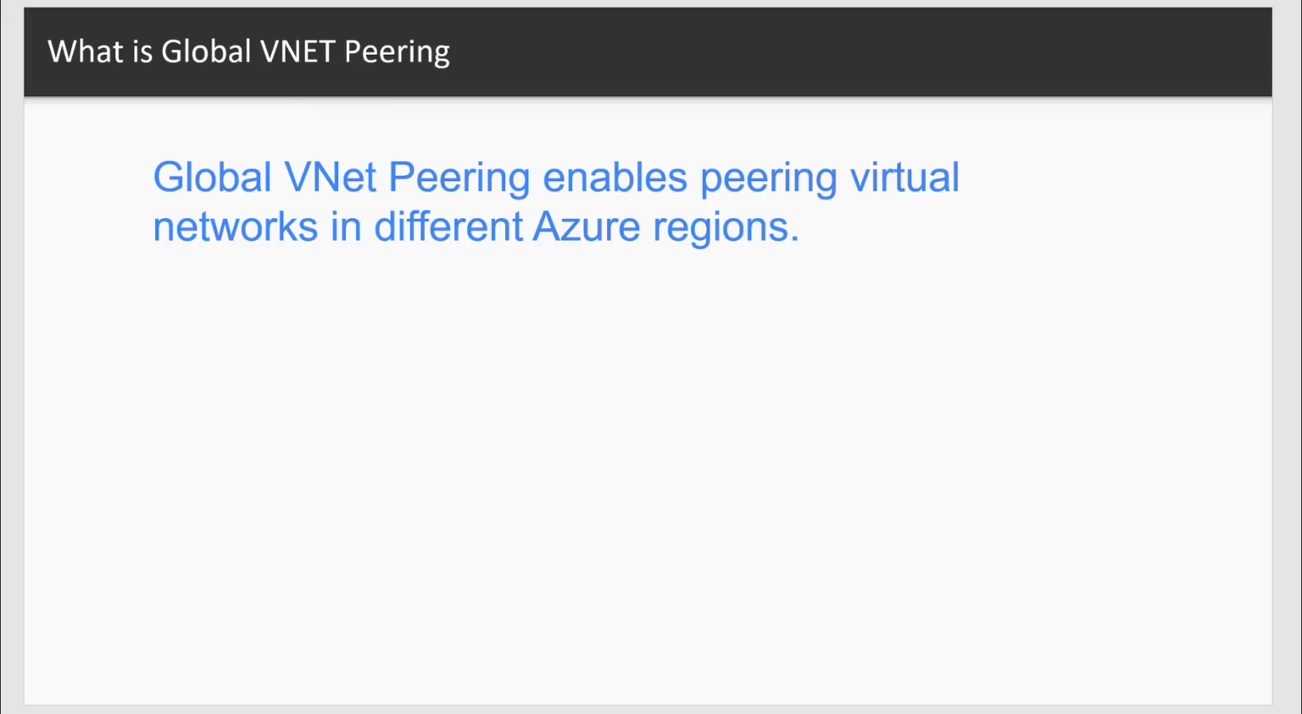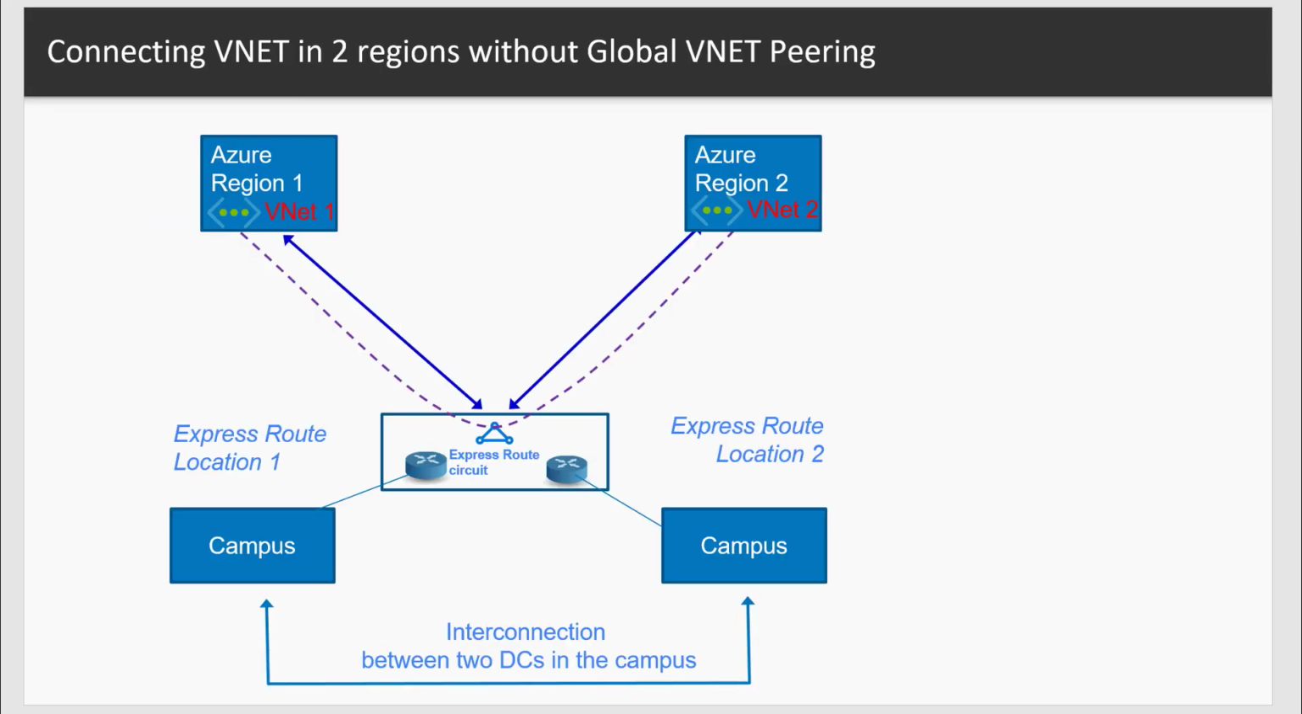So what is global VNet peering? Basically, global VNet peering enables peering of virtual networks in two different Azure regions. Let's take a simple case where we're connecting two virtual networks. One resides in region 1 and the other resides in region 2.